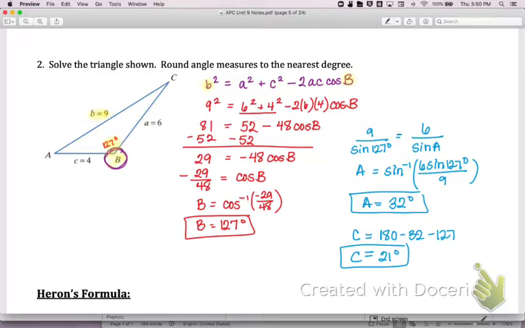And so those are the two different cases for the law of cosines. And that's all we have to be able to do with that. So we are done, and I will see you next time.